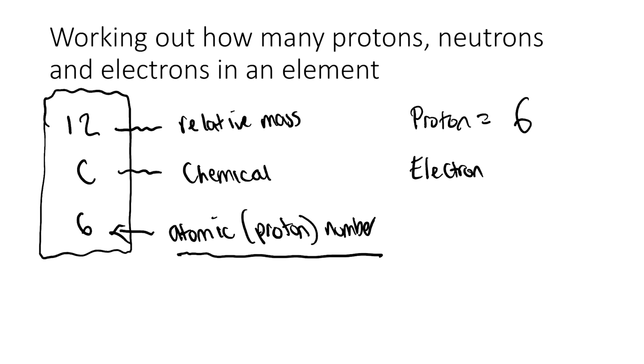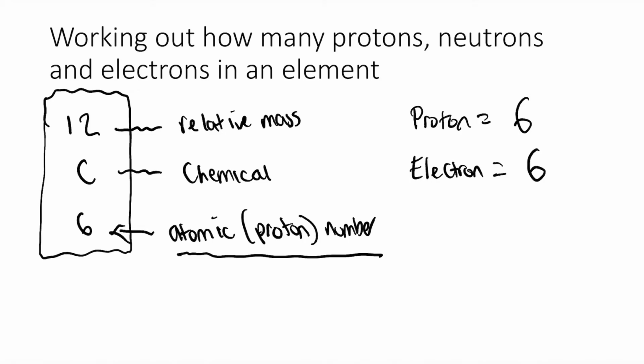Now atoms are neutrally charged. They don't have a charge. So if they have 6 positive charge from the protons, they also need 6 negative charge from the electrons. So atoms always have the same number of protons as they do electrons, as they are neutrally charged. So if it has 6 protons, it also has 6 electrons as well.